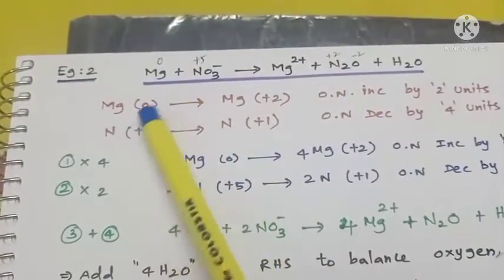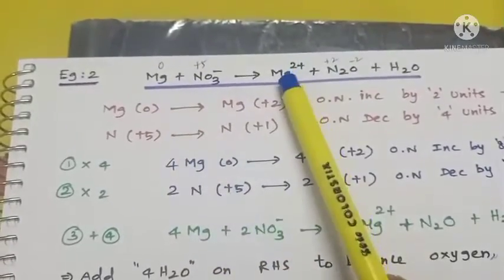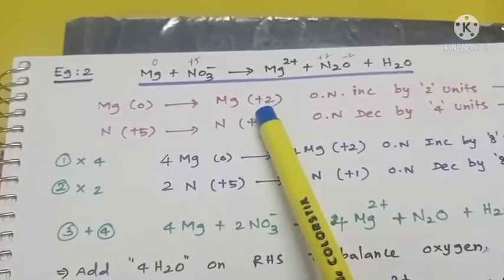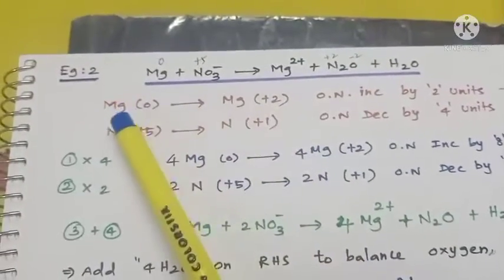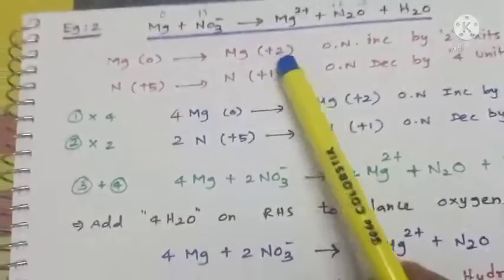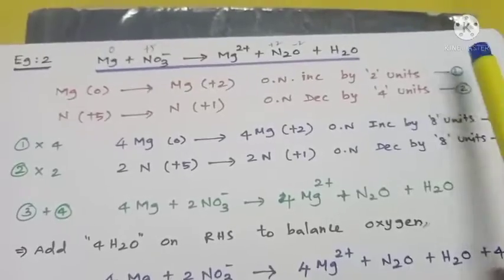Left side magnesium, oxidation number 0, because it is in elemental form. Right side Mg2 plus is a monoatomic ion, so the oxidation number of magnesium on the right hand side is plus 2. Now the oxidation number of magnesium changes from 0 to plus 2, so the oxidation number increases by 2 units. Let us call this equation number 1.